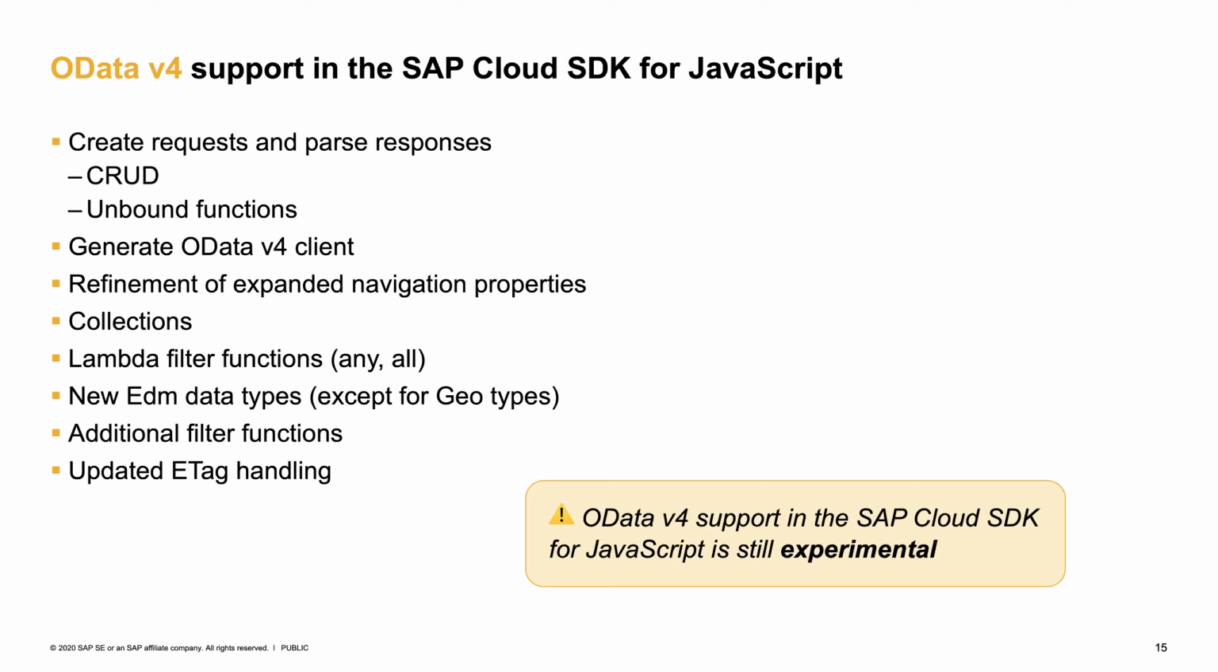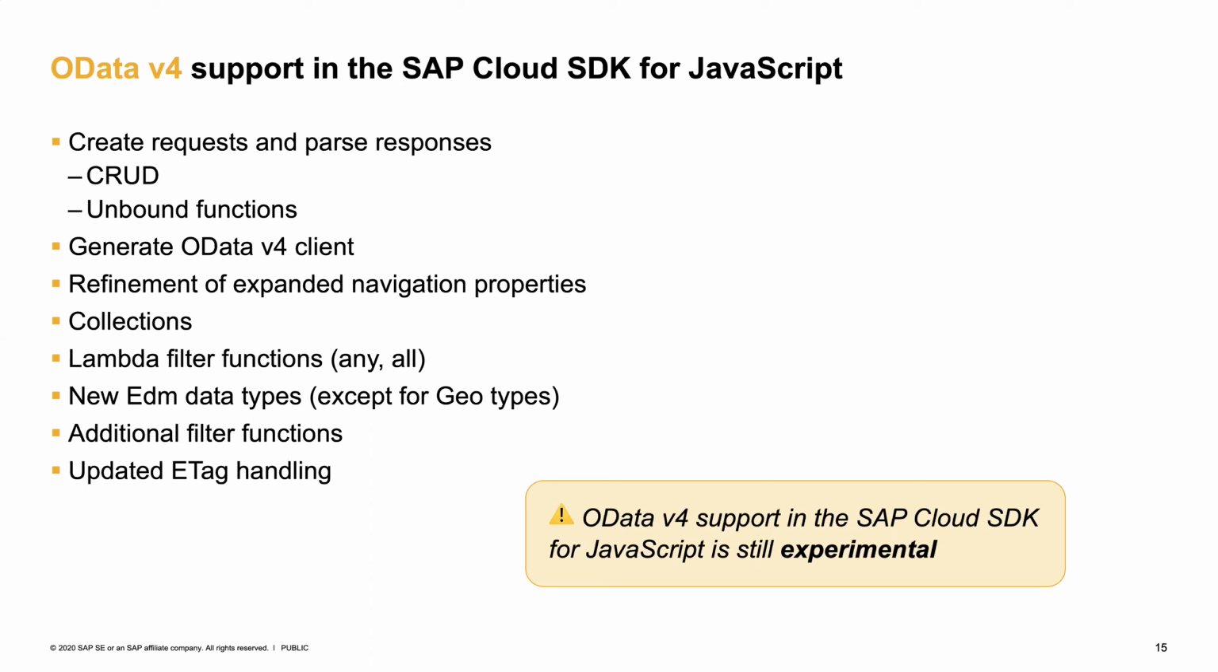Then refinement of expanded navigation properties. You've also seen that in the demo. But as I mentioned, the nested expand is not yet available. It's only the nested refinement, basically. We support collection types. That's also something new. Before, you always had EDM types, so the EDM types that are available, something like string, Boolean, int 32, int 16, and so on. These things now can also come as a collection. This is also available now.